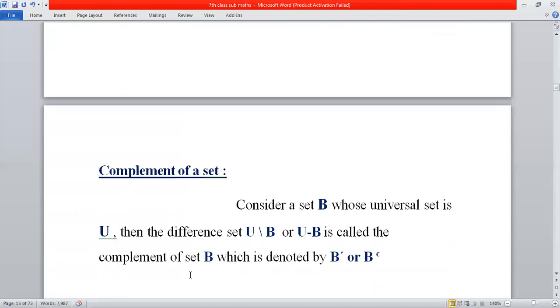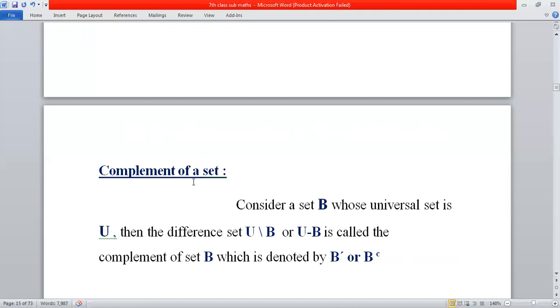Next is complement of a set. How can you find the complement of a set? The complement of a set concept is just like the difference of sets, which we studied in our second video, on how to find the difference of two sets. Similarly, complement of a set is just like that, but the only difference is that in complement of a set we subtract the set from the universal set.